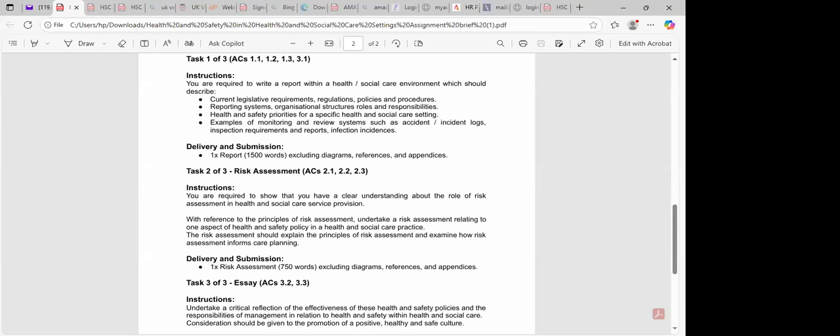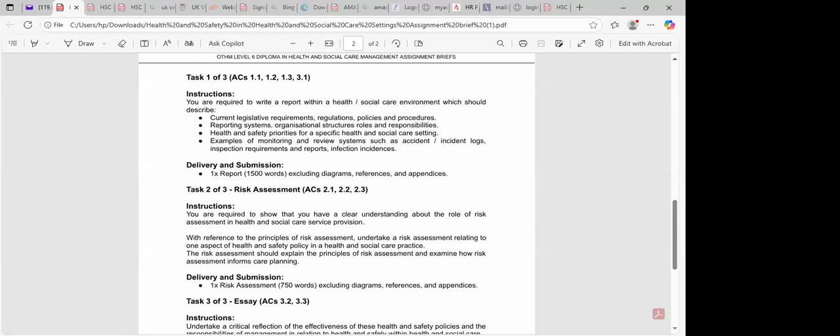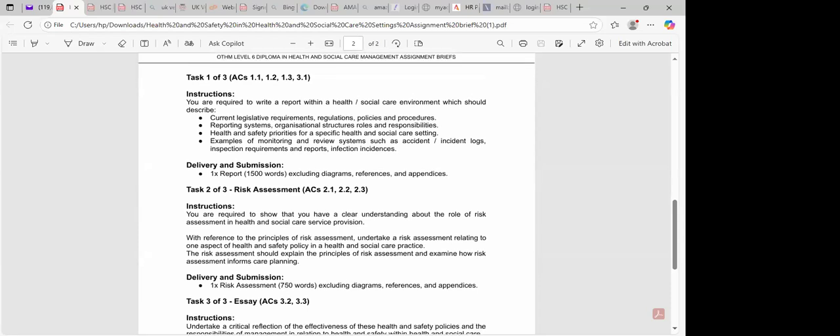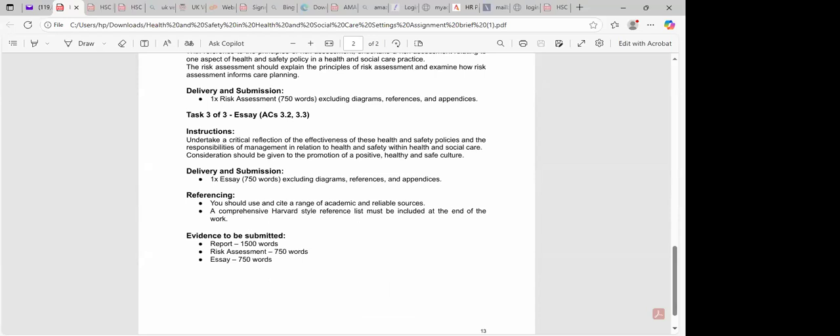You could not include any diagrams at all, but it's a report. Yeah, I didn't include any diagram. Why?